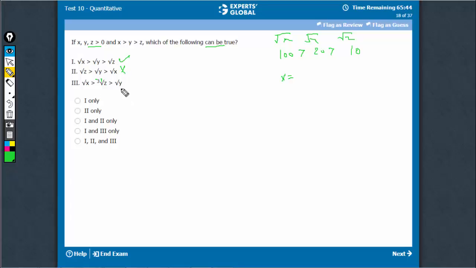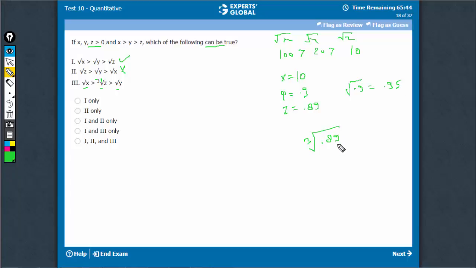Come to third case. In case when X is a big number, let's say X is equal to 10, and Y and Z are small fractions between 0 and 1. For example, let's say Y is equal to 0.9 and Z is equal to 0.89. So see, otherwise Y is greater than Z, but when you find the square root of 0.9, this will be something like 0.95.